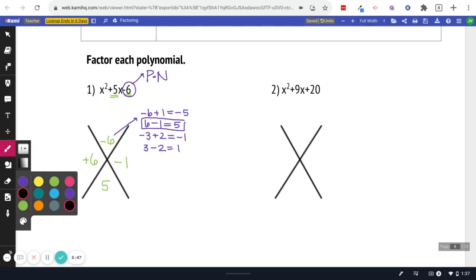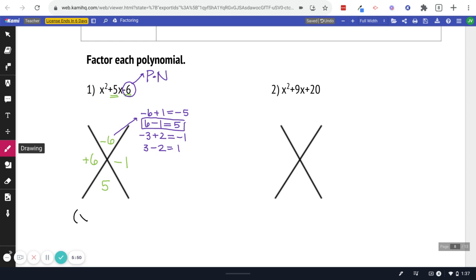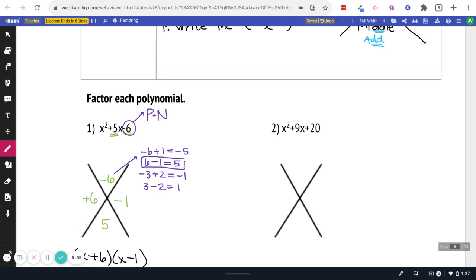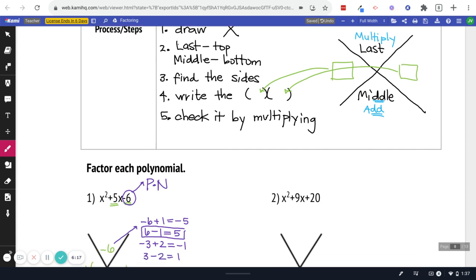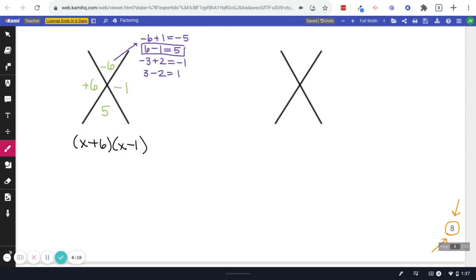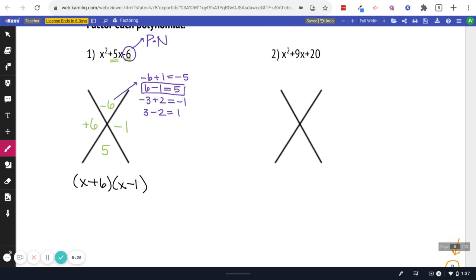Now, the last step is to write your parentheses. Well, your parentheses fill in with a positive 6 and a minus 1. Okay, now, if you're not sure, we could add a bonus fifth step in. Check it by multiplying. If you don't feel good about your answer, set up the box and check it, right? Set up the box, go through the work. You could totally set up this box and make sure everything's in the right spot. But I feel good about this. Let's do another one.